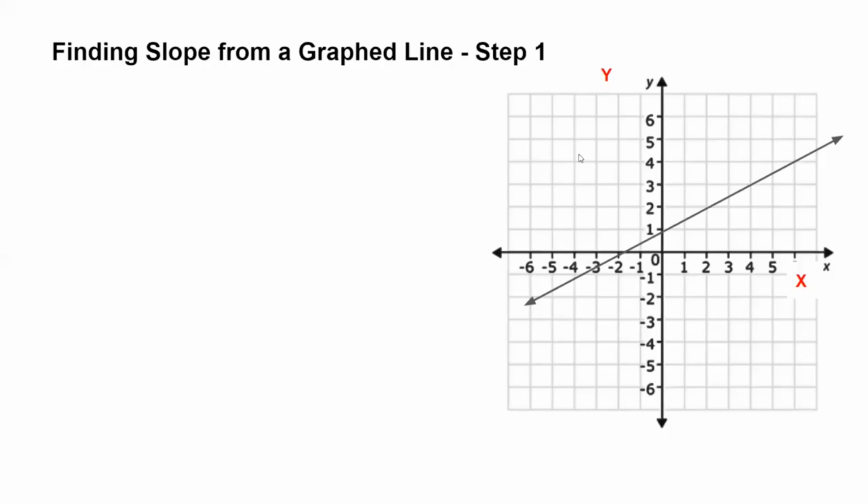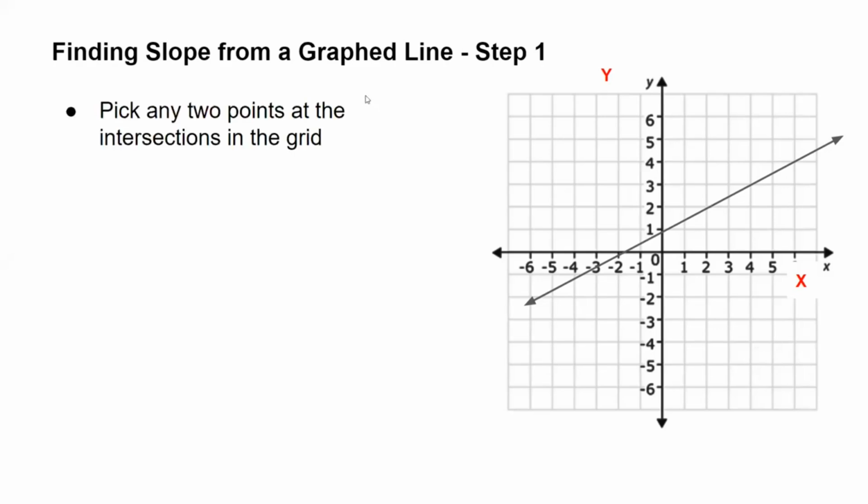Finding slope from a graph, step 1. We are given a coordinate plane here, and we have a graphed line, and our goal is to find the slope of that line. The first step is to pick any 2 points, but we have to make sure that they're at the intersections in the grid. You can think of the grid as being like a grid of streets, and we want to make sure that the points that we pick are at the intersections of the streets. So let's pick those 2 points.